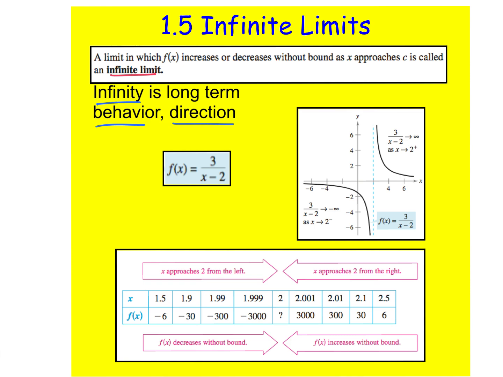All right. So let's look at this function. We have this function 3 over x minus 2. Where does it break? At x equals 2. Why does it break at x equals 2? It's a number over 0. And so what created that number over 0? What makes it? It's a vertical asymptote.